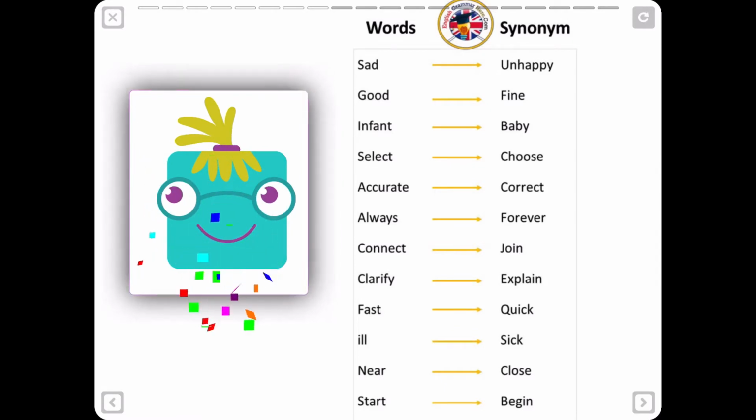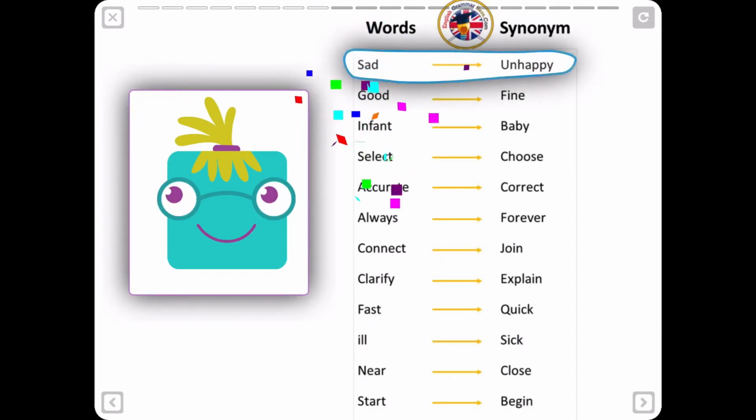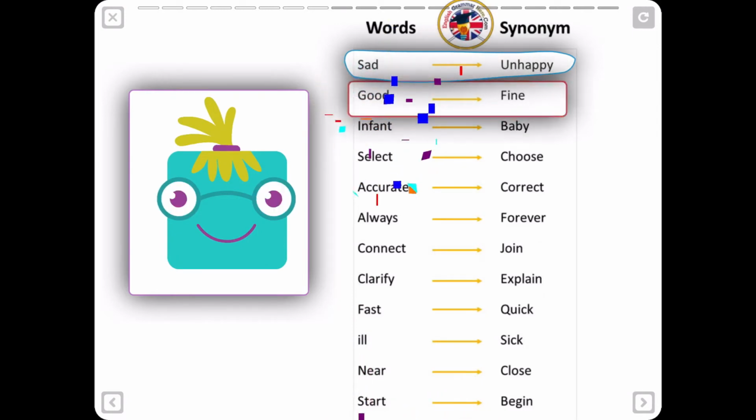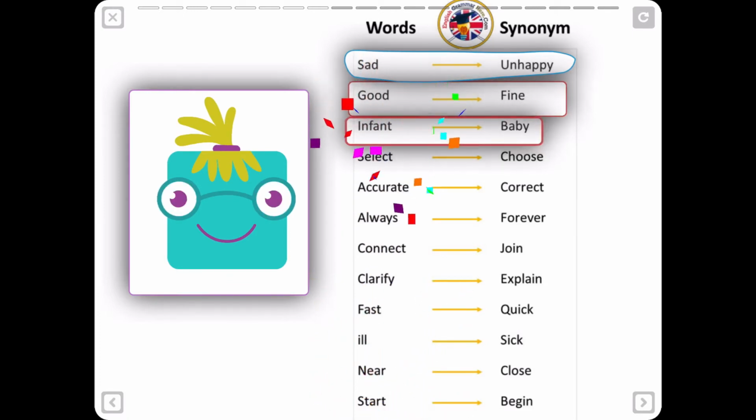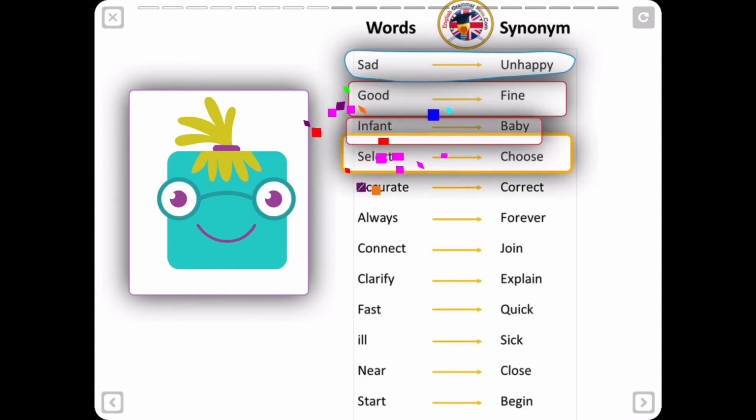And here are some examples of the words and its synonym. Sad, unhappy. Sad means unhappy. Good, fine. The word good means fine. Infant, baby. The word infant and the word baby are the same meaning. Select, choose. The word select means choose.